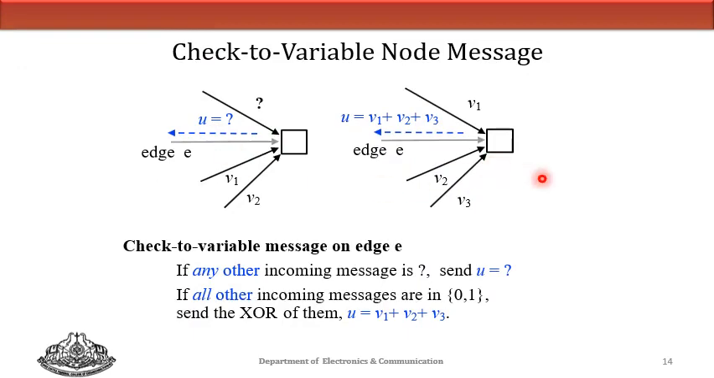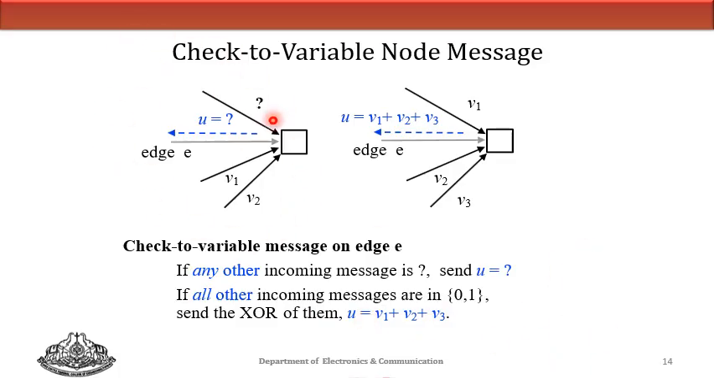Now, what about the check node to variable node message? Here, if any other incoming message is an erasure, then u is equal to erasure. And if all other incoming messages are zeros or ones, send the XOR of them, u is equal to v1 plus v2 plus v3, as the message towards a particular variable node.